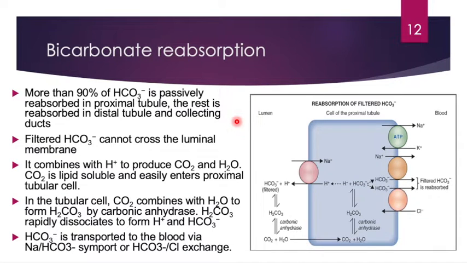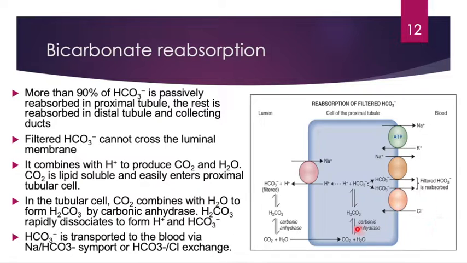For bicarbonate, about 90% of bicarbonate is reabsorbed in the proximal tubule. The other 10% is reabsorbed in distal tubule and collecting duct. Bicarbonate is reabsorbed via passive diffusion. However, bicarbonate ion cannot cross the luminal membrane because it is negatively charged. So, the bicarbonate will combine with hydrogen ion to form carbonic acid. The carbonic acid will be dissociated into carbon dioxide and water by carbonic anhydrase. Carbon dioxide is lipid soluble, so it can easily enter proximal tubular cell.